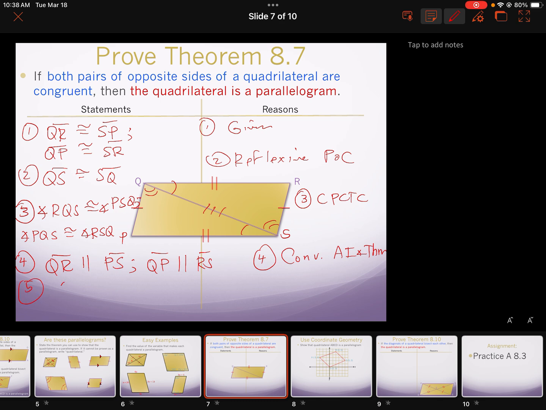So this quadrilateral QRSP is a parallelogram because of the definition of parallelogram. You showed top and bottom were parallel and left side and right side were parallel.